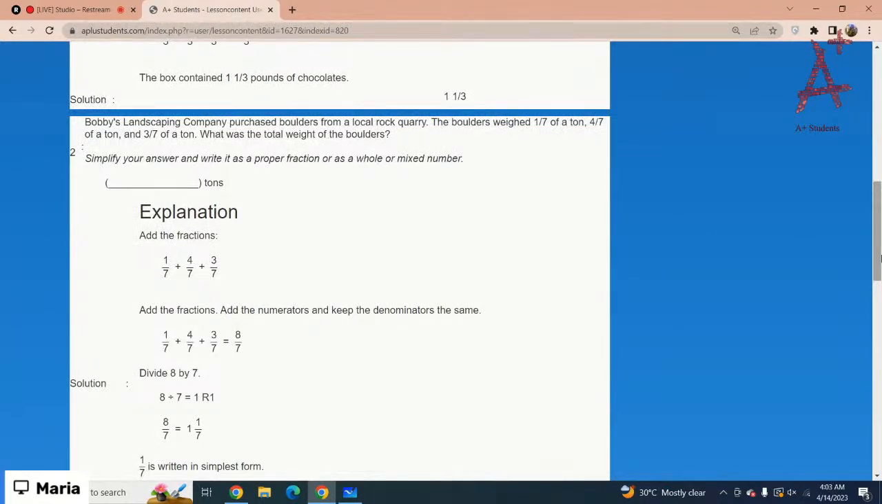Bobby's landscaping company purchased boulders from a local rock quarry. The boulders weighed 1/7 of a ton, 4/7 of a ton, and 3/7 of a ton. What was the total weight of the boulders? So you have to add all the weights. They are 1/7, 4/7, and 3/7. Got it? They all have the same denominator. You simply add their numerators. So it would be 8 over 7. Got it?